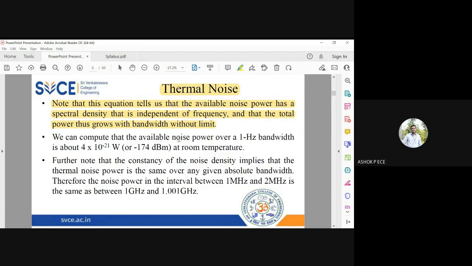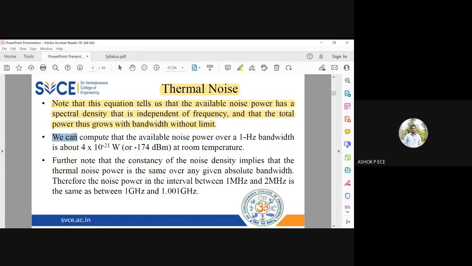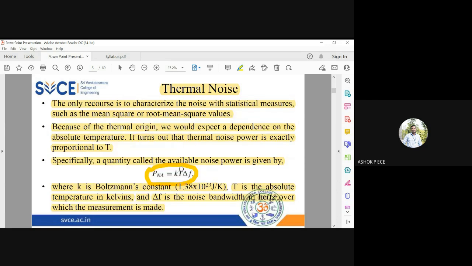If we want to compute the noise power at room temperature at 1 hertz bandwidth, in this equation put delta F equal to 1, put T equal to 300 Kelvin, that is the room temperature, and you know the value of K, and you take the logarithm. You will get the noise power as 4 into 10 power minus 21 watts, or in dBm scale it is minus 174 dBm at room temperature. So you can see the noise power is approximately zero, but this noise power will increase if my temperature is more or my bandwidth of the system is going to be very, very large.